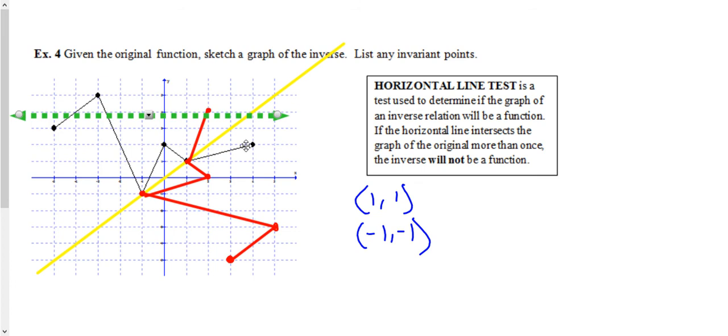And I can use the vertical line test on the new inverse to double check that as well. If I did a vertical line test on the new graph, I can definitely show you that, yes, I crossed my inverse graph twice. That makes it not a function.